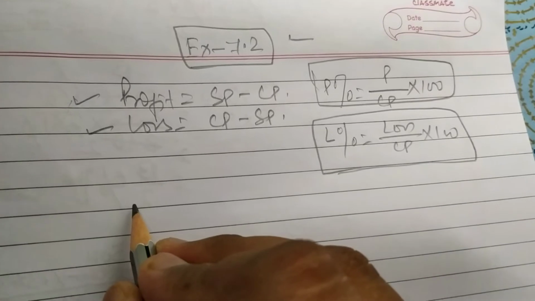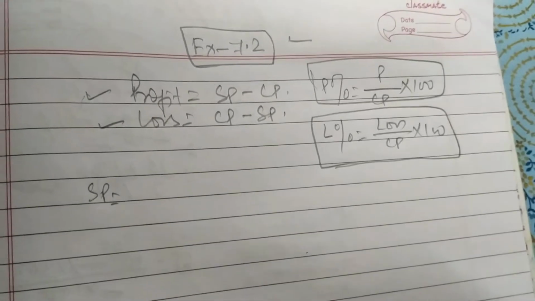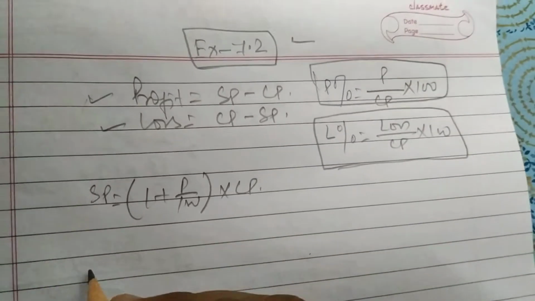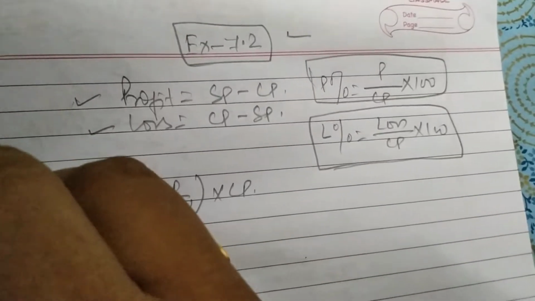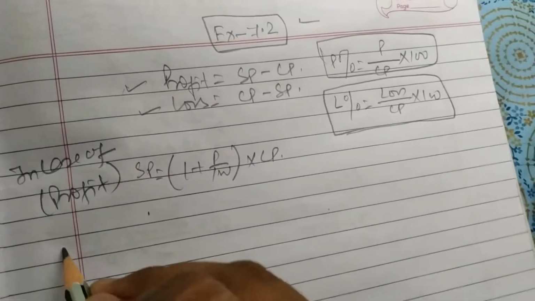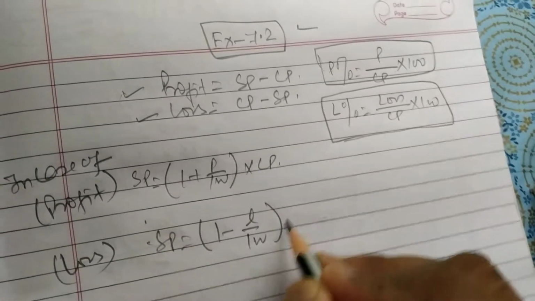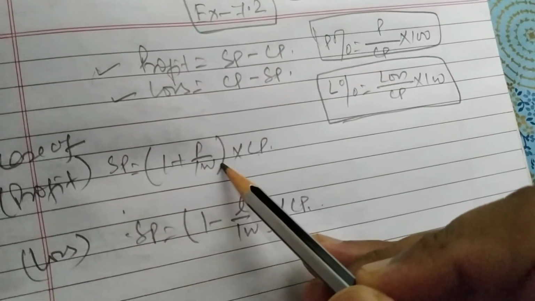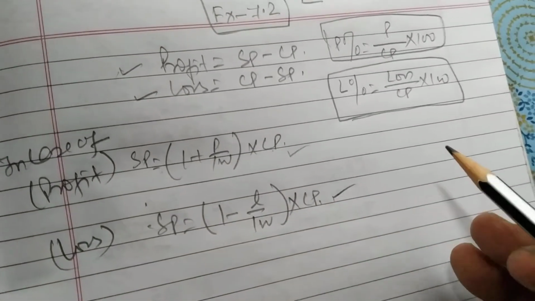And remember two more most important formulas. SP is equal to 1 plus P by 100 into CP, in case of profit. In case of loss, we are going to use SP is equal to 1 minus L by 100 into CP. If you have the data of profit and CP, if you directly put it over here, you will directly get the SP. No need to do the other calculations. So these two formulas are very important.